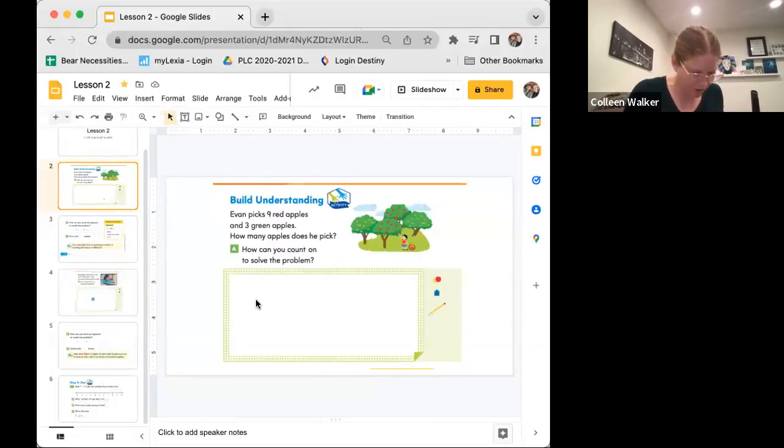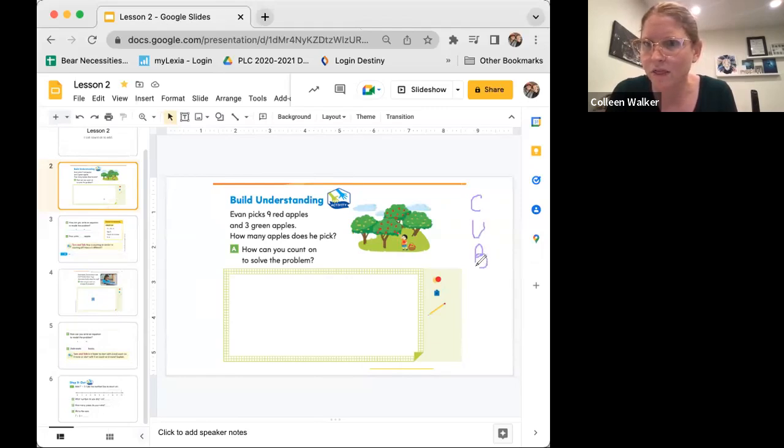So we, boys and girls, are on page 10 in our workbook. So the problem says Evan picks 9 red apples and 3 green apples. How many apples does he pick? How can you count on to solve the problem? Well, we've talked about this before, but let's review. We're going to use the cube strategy, but we're not quite ready for the E yet. So I'll go ahead and call it the cub strategy.